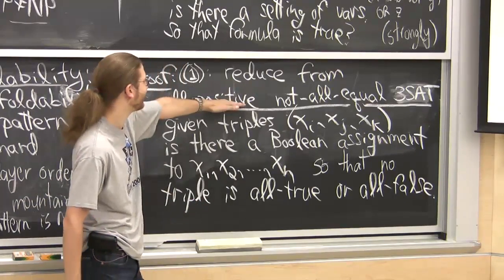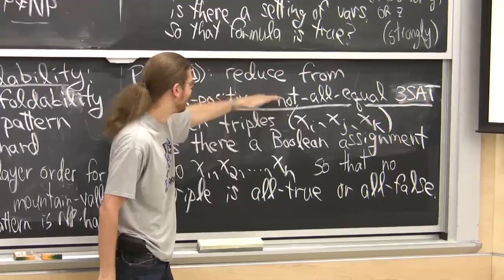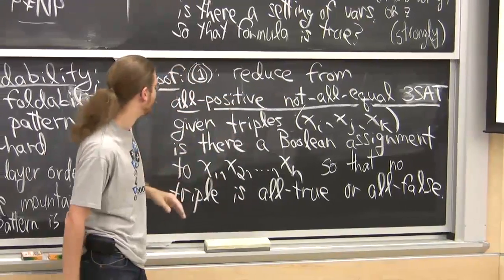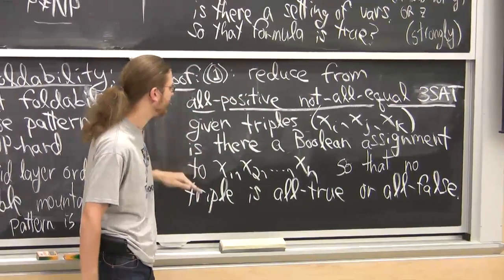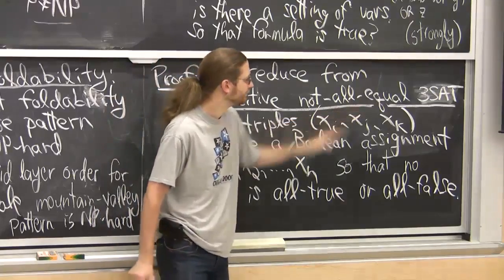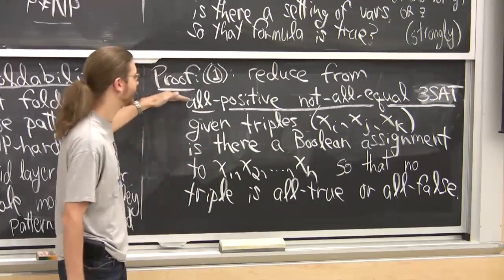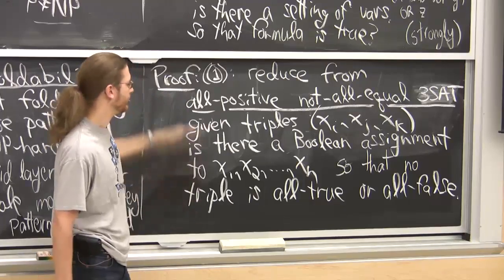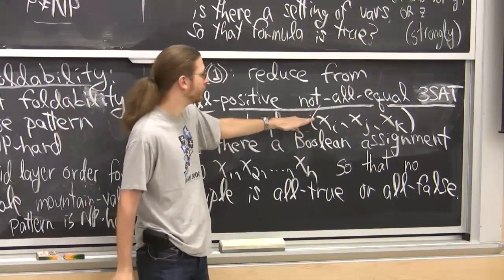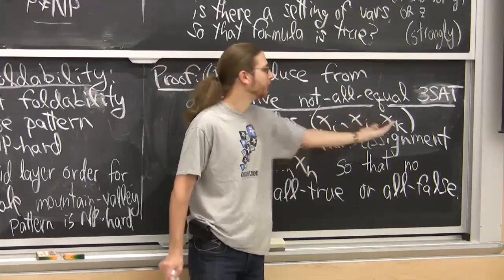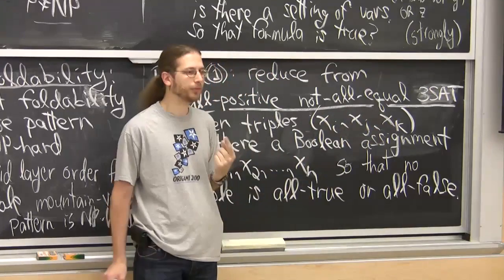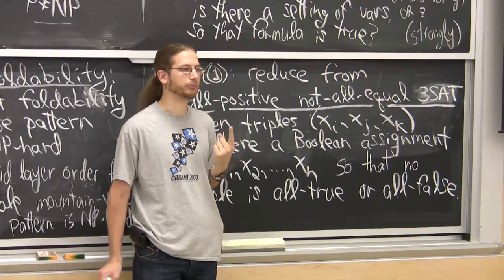All right, so you have not-all-equal 3SAT. That's this version. Actually, it's also all positive, meaning I don't have any nots in here, so ignore that technical term. This is the right definition. So I have a bunch of triples of variables. I just don't want them all to be true or all to be false. So two of them could be true and one false, or two of them could be false and one true.